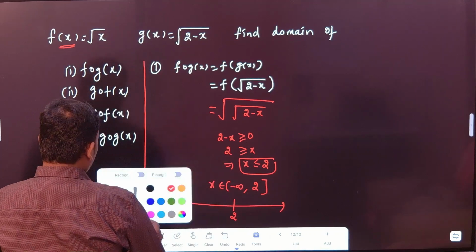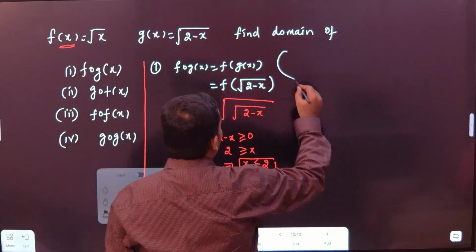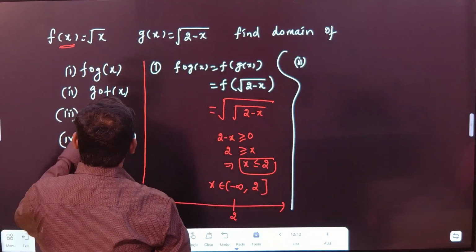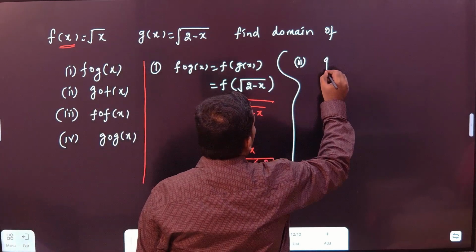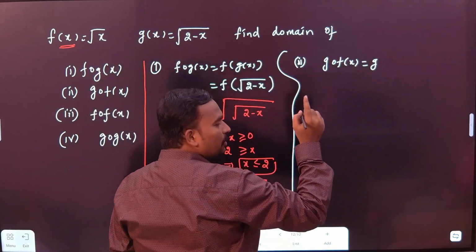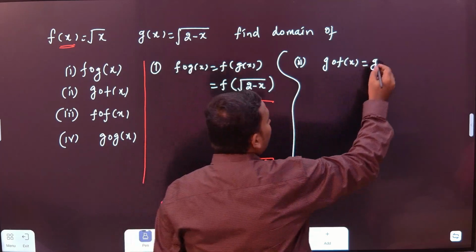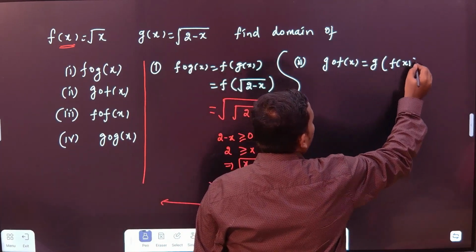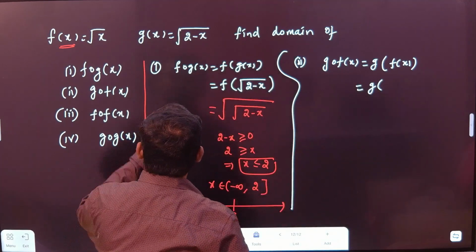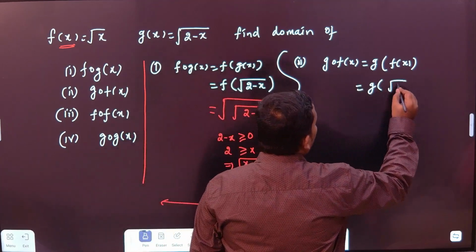So let's take the second one. You can see the second one, what is that? G composition f of x. G composition f of x. What is the meaning? You apply G on f of x, right? What is f of x here? Square root of x, right?